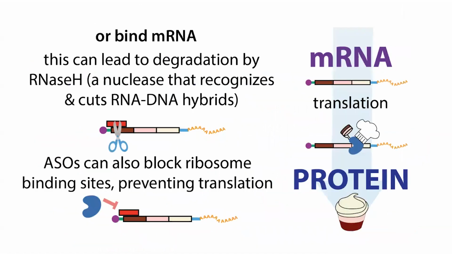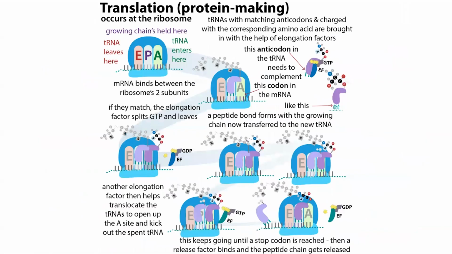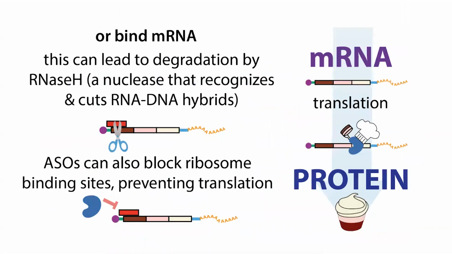Other ASOs target the messenger RNA. This can do a couple of different things. One is it can just sit there and block things, like block the ribosome, which needs to use the instructions to make a protein, and now there's an ASO bound where it's supposed to be. But the main way it works on messenger RNA is by causing an RNA-DNA hybrid, which is a substrate that can be cut by RNase H.